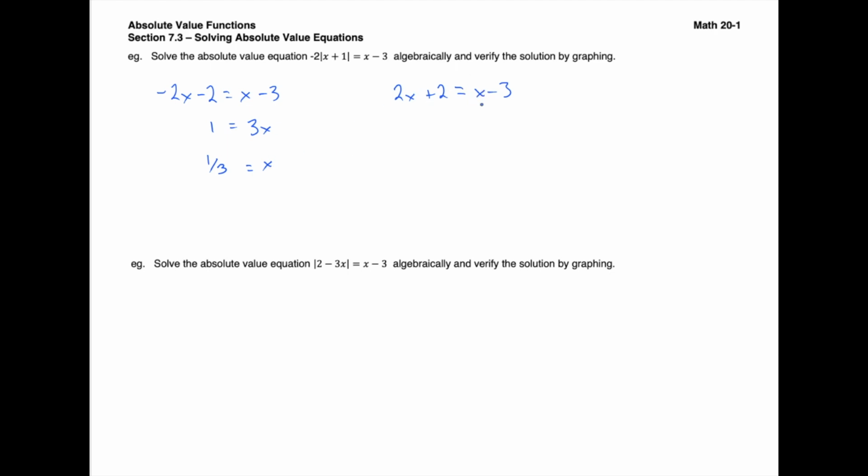For this one here, I'll move this x over here, so I get 2x minus x will just be equal to x. And then if I move this 2 over to here, I'll get negative 2 minus 3, which is going to give me negative 5. And so negative 5 is another potential solution.